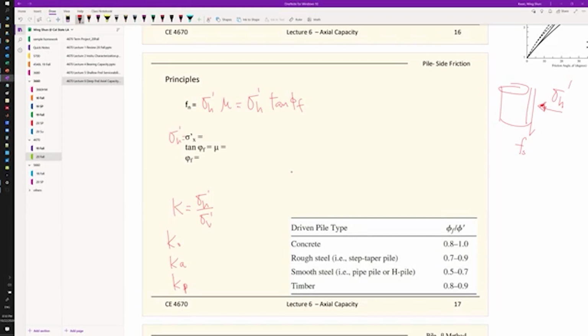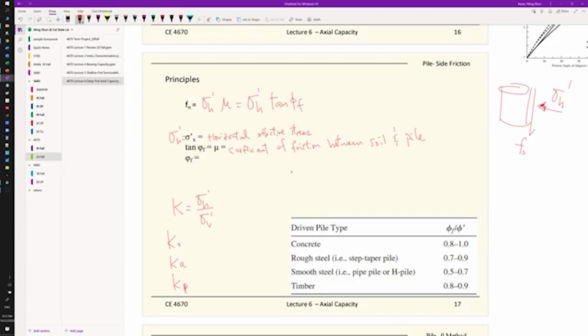First of all, this is the horizontal stress. Sometimes some textbooks will use sigma prime x. This is the horizontal effective stress. And the tangent phi sub f, or the mu right here, is the coefficient of friction between the soil and piles. So this is a soil structure interaction, not as simple as just the behavior of the soils or the behavior of the metal or concrete. It can be very complicated because you have two different materials sliding against each other.